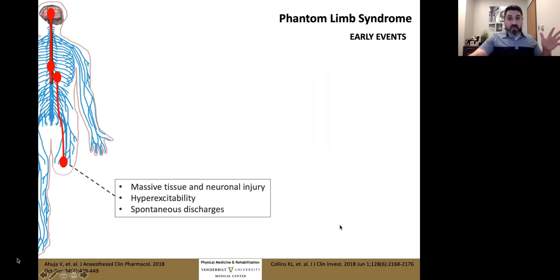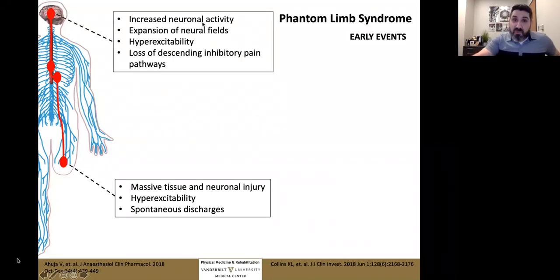So early events: obviously, massive tissue and neuronal injury. Resected nerve end; it depends how the surgeon treats it also. Hyperexcitability of those resected axons, spontaneous discharges. Then increased neuronal activity in the cortical representation, expansion of neural fields, which I'm going to show you what that means, hyperexcitability, and loss of descending inhibitory pain pathways. This is what we forget. It's almost like you enter a room and there's a smell, and then you slowly tune it out, you acclimate to it. It's like, yeah, I'm registering this, I acknowledge it, and I want to dampen sensing it.